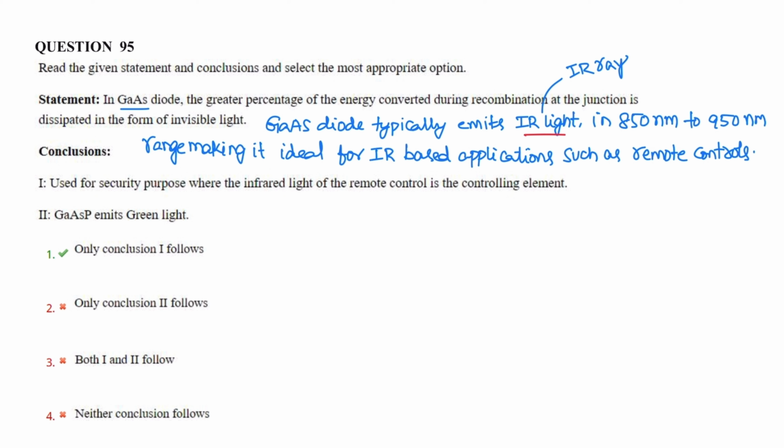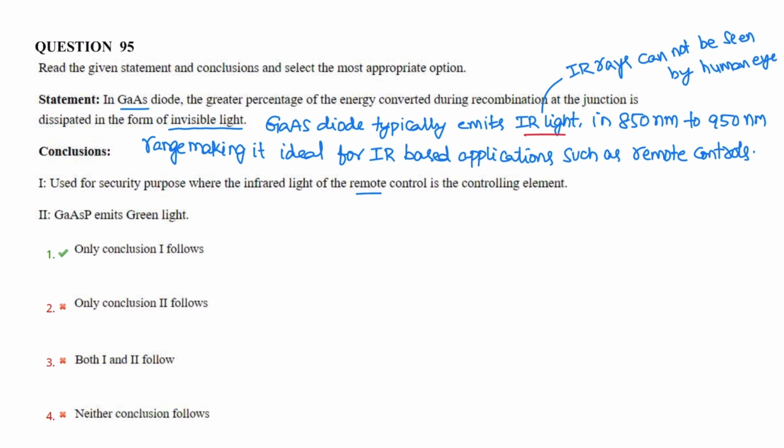So these IR rays cannot be seen by the human eye. The human eye cannot detect infrared rays, hence the energy is dissipated in the form of invisible light. Conclusion 1 given is that it is used for security purposes where the infrared light of a remote control is a controlling element. The statement in conclusion 1 is correct.